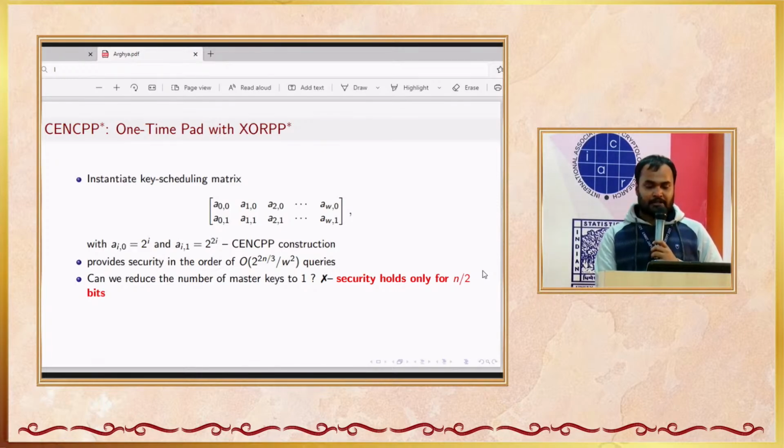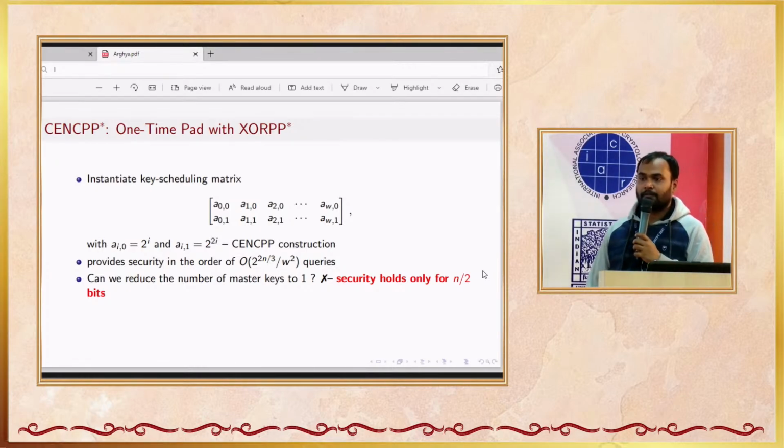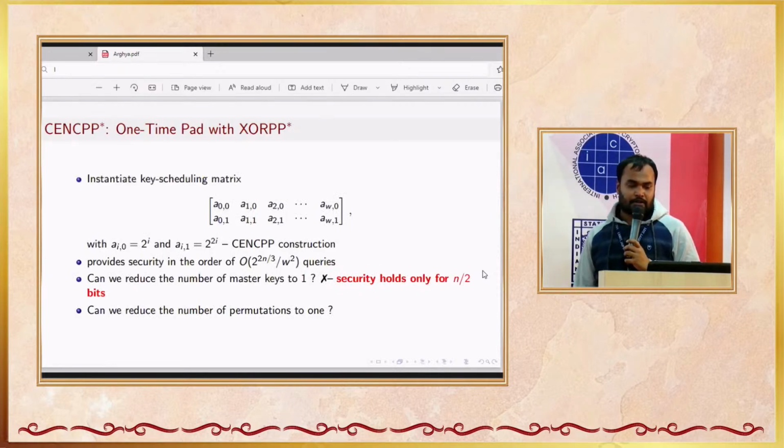More precisely, the key scheduling matrix, which we can see here, must satisfy one necessary criterion: each of its columns should be linearly independent. That is, it should be full rank if we have to go beyond bound security.